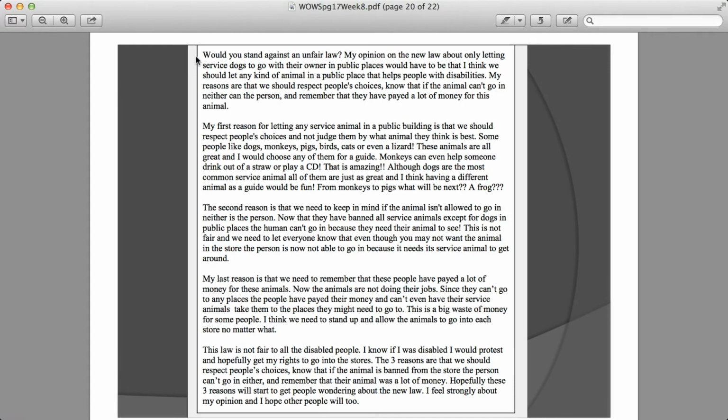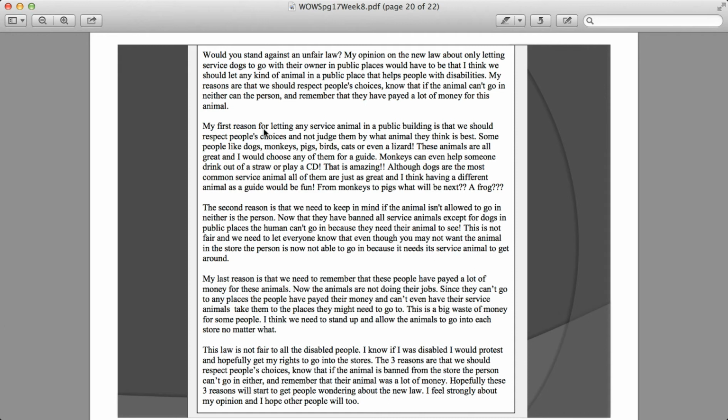Okay, so this one says, would you stand against an unfair law? Look what they did. They used a hook. My opinion on the new law about only letting service dogs go with their owner in public places would have to be that I think we should let any kind of animal in a public place that helps people with disabilities. My reasons are that we should respect people's choices, know if the animal can't go in, neither can the person, and remember they've paid a lot of money for this animal. Okay, do you see the organization? Right away, respecting people's choices, hopefully is going to come up in this paragraph.